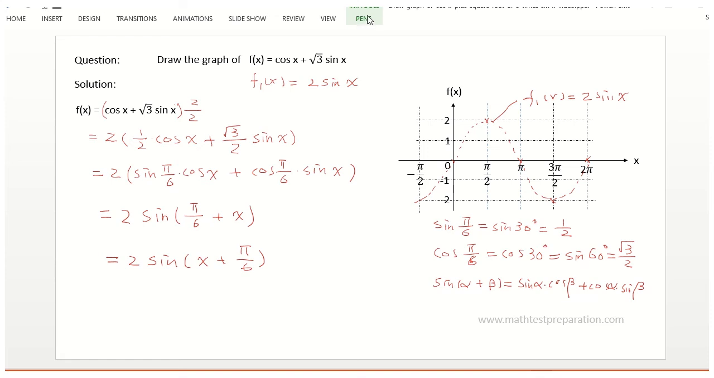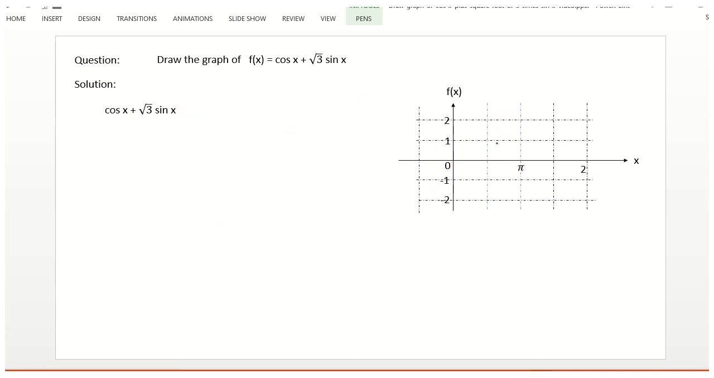I'm going to change the color. Now, we are going to draw f(x) equals 2 times sine of (x plus 1/6 pi). So we are going to shift the sine x curve left 1/6 pi units to get f(x). So move each of these points left 1/6 pi.